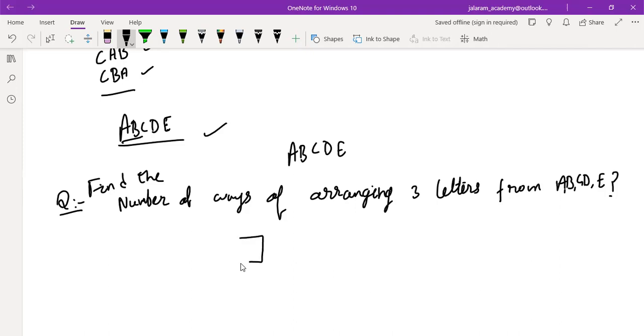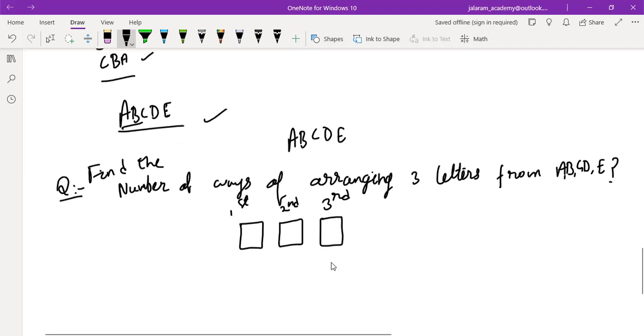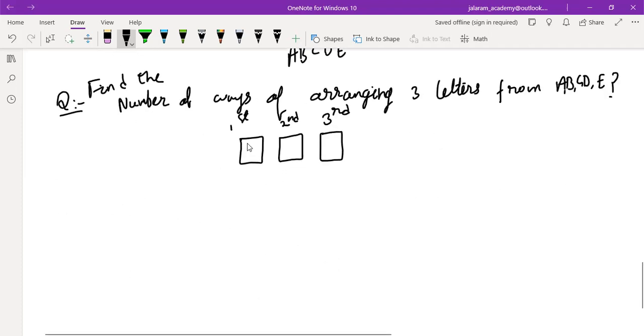So first we draw 3 places. We have to arrange 3 letters in these 3 places. Is that clear to everyone? Write this as first place, this as second place, and this as third place. We will solve it first using the principle of counting, and then we will use the principle of permutation also. There are 5 letters. How many choices are there to fill the first place? Can you tell?